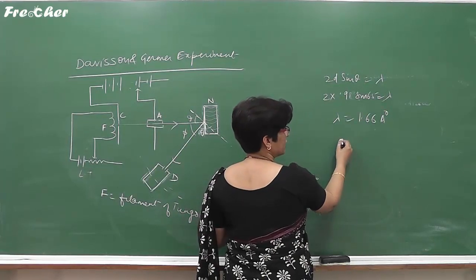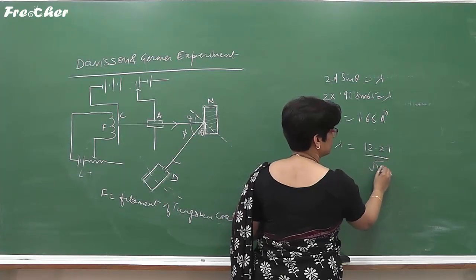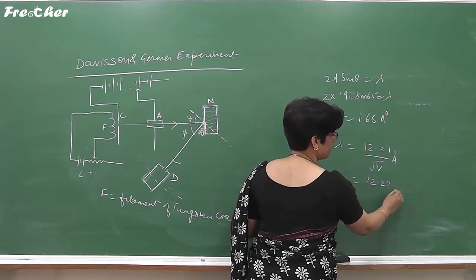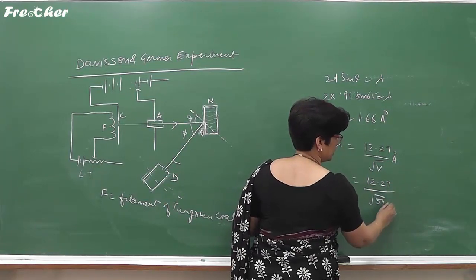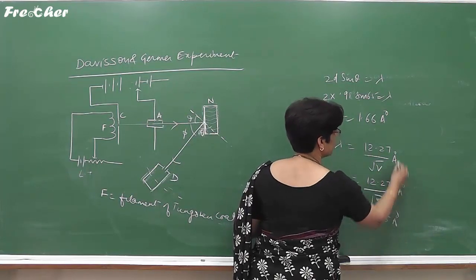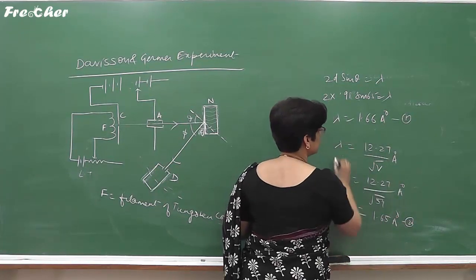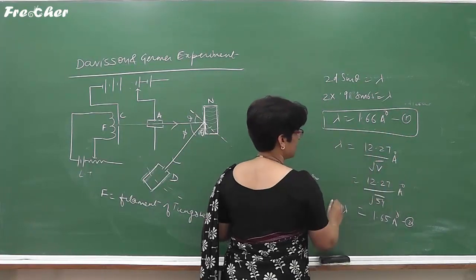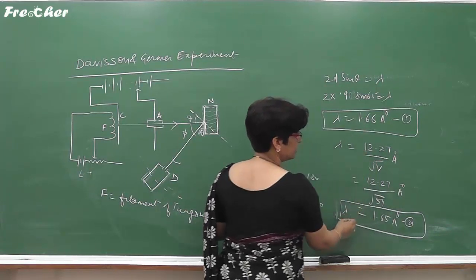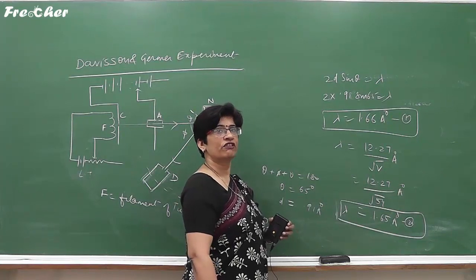Now using the De Broglie concept, lambda is equal to 12.27 upon under root V angstrom, which we have derived earlier. Putting the value of V, that is 54 volt, you will see the result is 1.65 angstrom. If we compare these two results, they are very close to each other, which confirms the wave nature of matter.